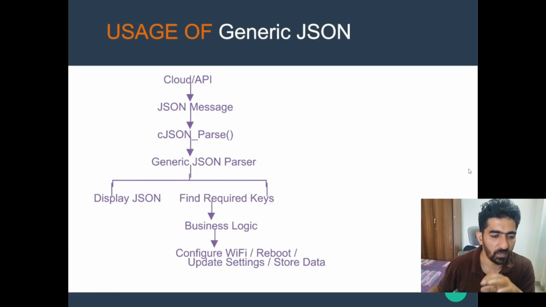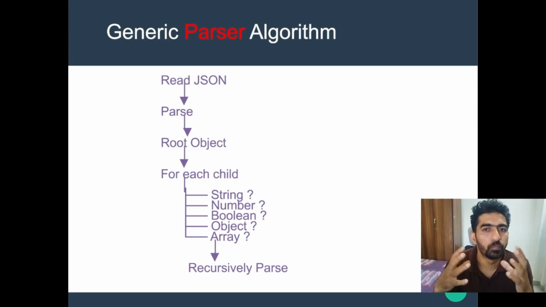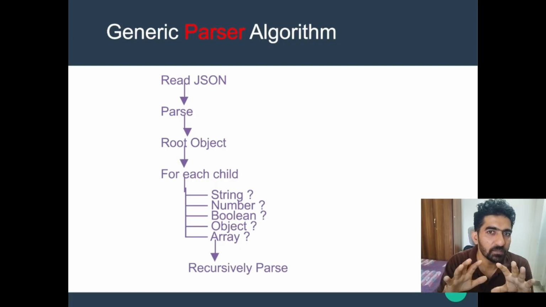Okay. So this is very simple, if you see. So what is our algorithm plan to process our JSON data? First, we have to read our JSON data.